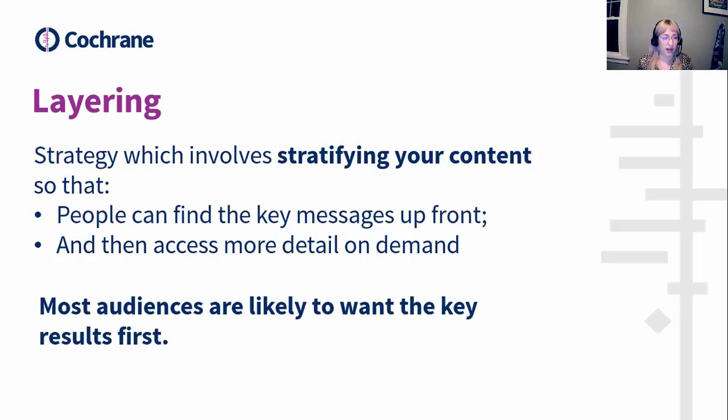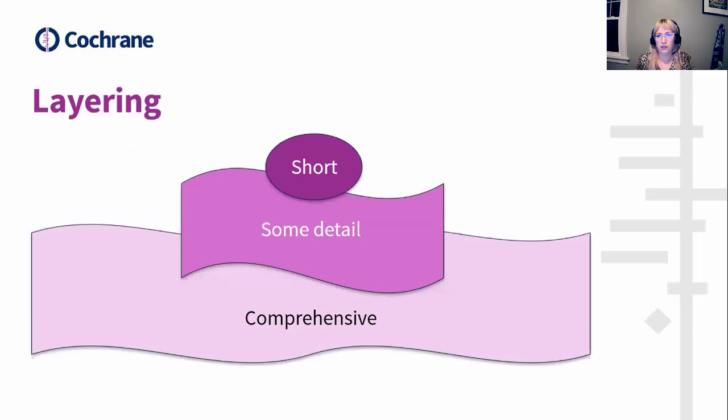And just to also highlight the fact that most audiences are likely to want those key messages first, the key results, because that might help determine whether it's a review that they're interested in and what they want to read. So this diagram here can help visualize what we mean by the different layers. So I'm going to walk you through some of these together.